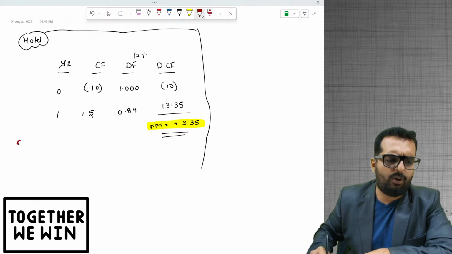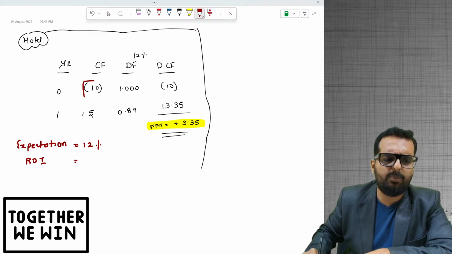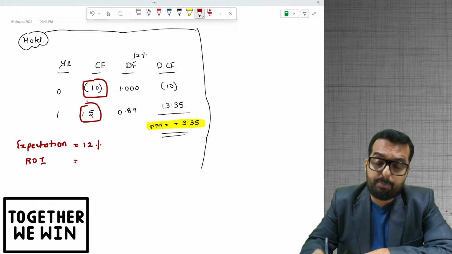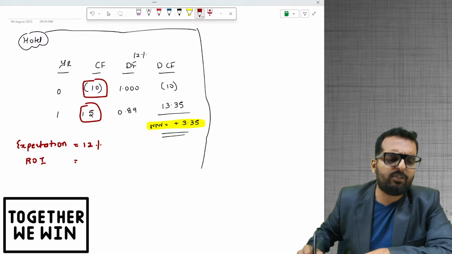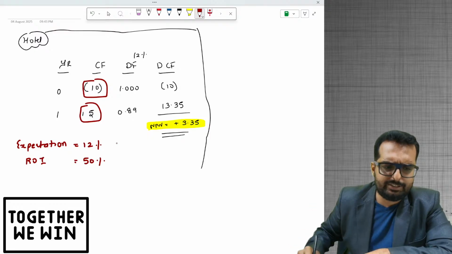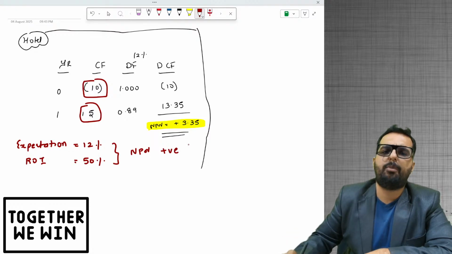Why accept? Because your expectation in this case was 12 percentage, but the actual ROI that you got is, you put 10, you got 15. You got 5 lakh profit on 10 lakhs, or your actual ROI was how much percentage over here? 50 percentage. That is the reason your NPV is positive.